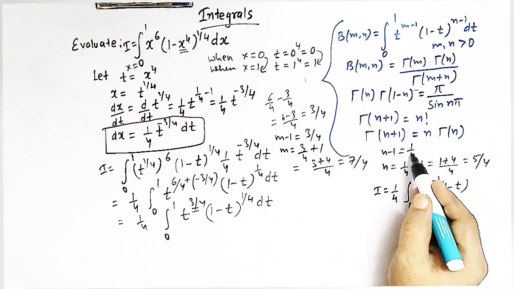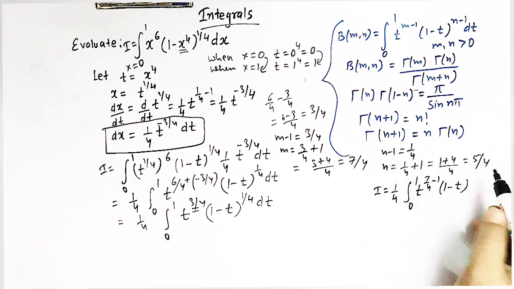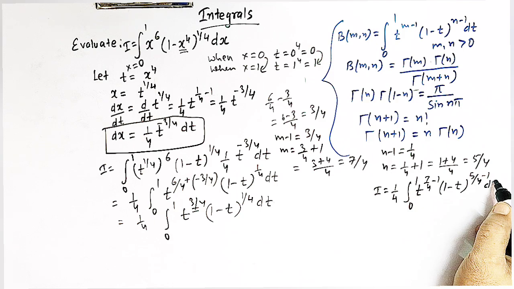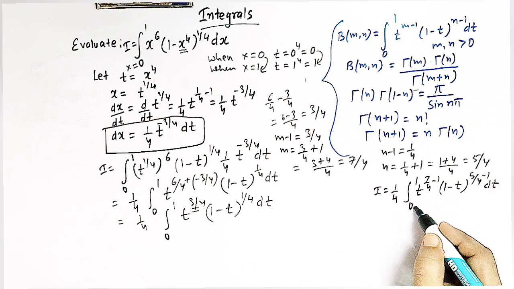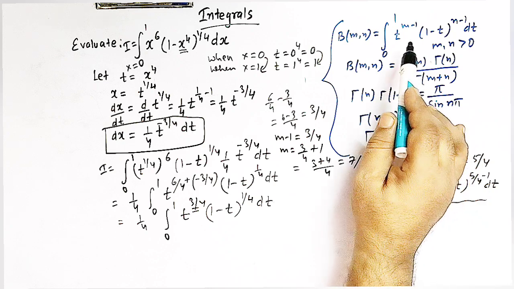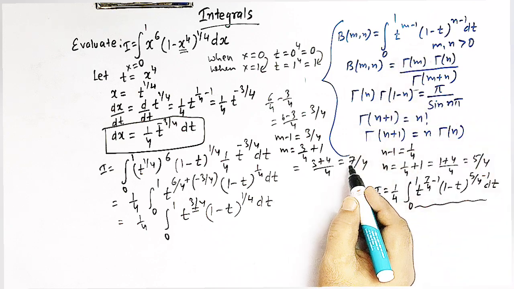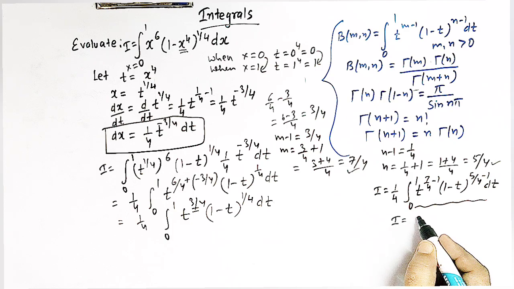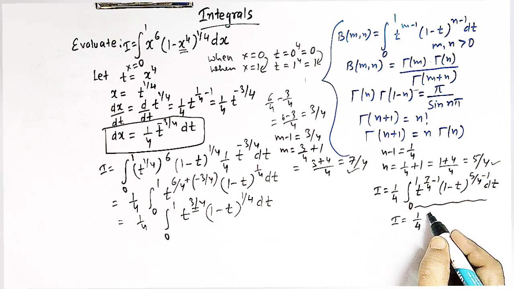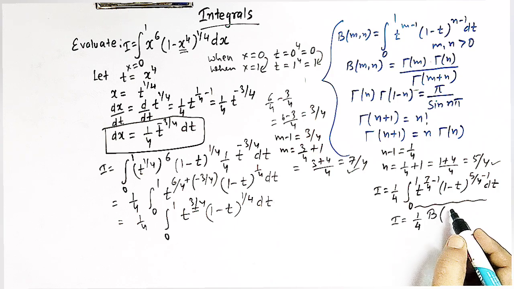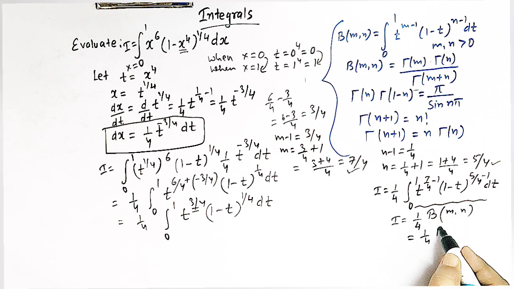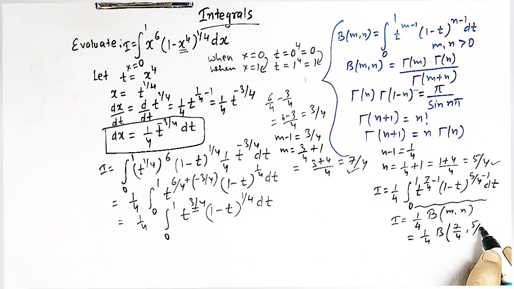1 by 4 can be written as n minus 1, n is 5 by 4, and here we have minus 1, and here we have dt. So now this integral assumes this form where m is 7 by 4 and n is 5 by 4. So we have I is equal to 1 by 4 times the beta function, that is m comma n, and m is given by 7 by 4 and n is 5 by 4.